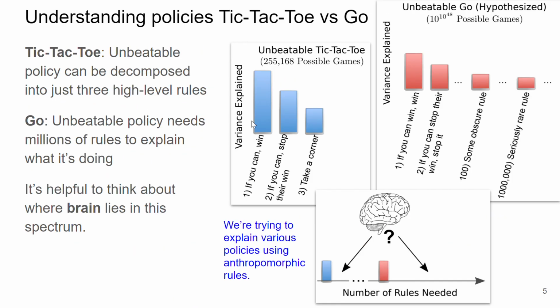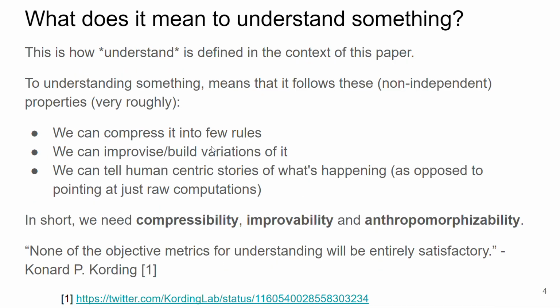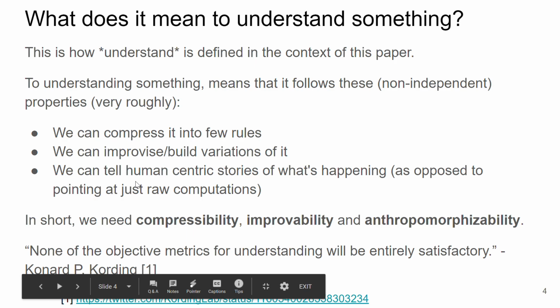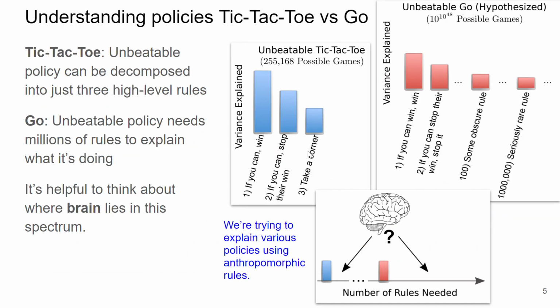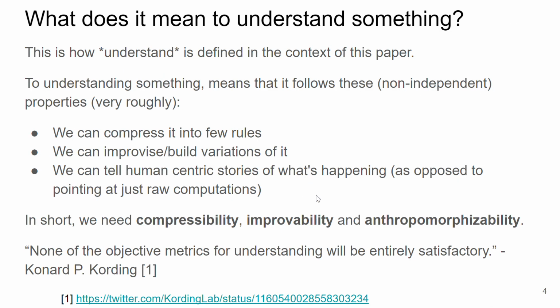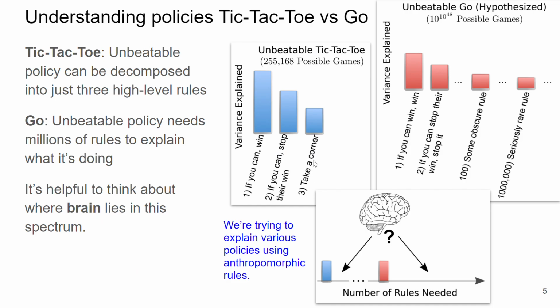And you can see that this satisfies all the definitions of understanding that we had: compressibility, improvability, and anthropomorphizability. It is compressible because you have very few rules. It is anthropomorphizable because all these rules are anthropomorphic in the sense of, say, take a corner. It's a very human-centric understanding of the tic-tac-toe world, and it's also easy to improve or build variations of it by just changing a rule here. Just replace it with something else and we have a variation. So it's quite easy to build variations.